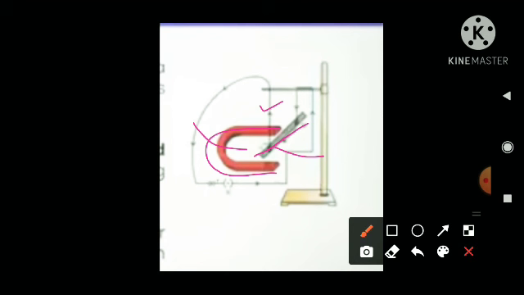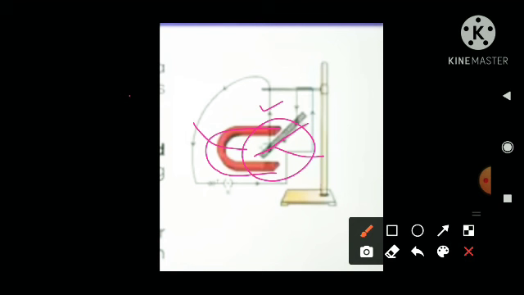By this we can understand that a current carrying conductor in a magnetic field experiences a force. It is known as the force on a current carrying conductor. But we didn't know the direction of the force. We know that in a magnetic field the force is exerted, but we didn't know the direction of force.